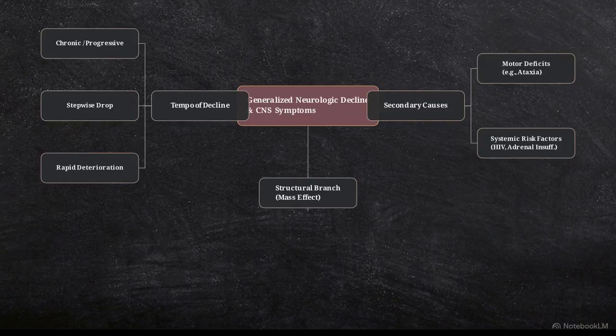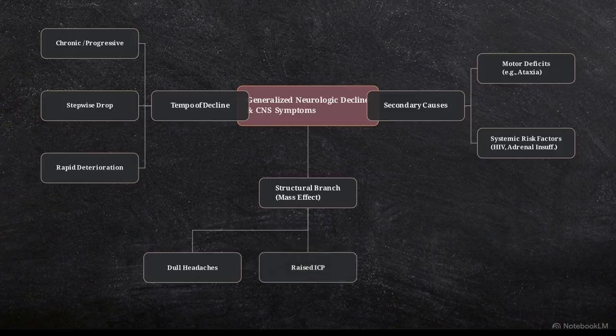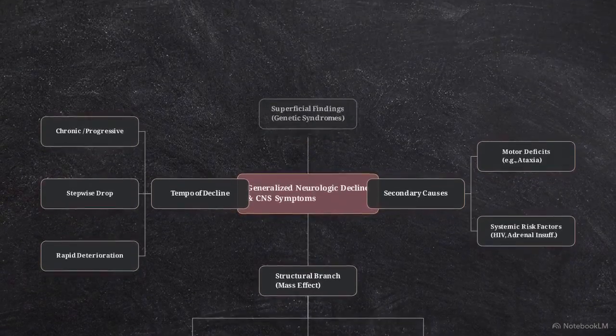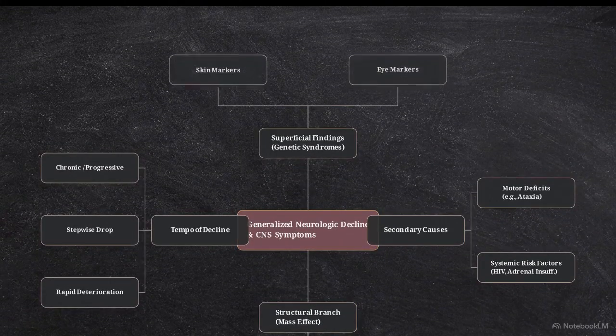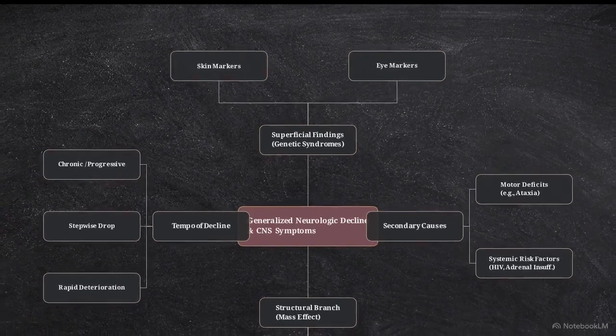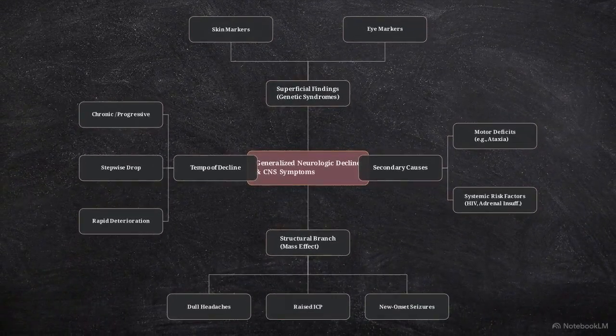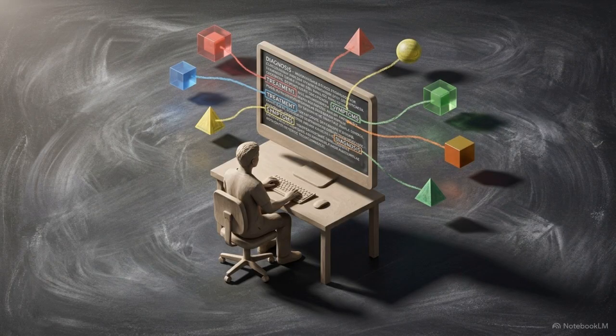Downward, we build the structural branch. This path captures the triad of mass effect: dull, poorly localized headaches, raised intracranial pressure, and new onset seizures. Finally, we add a branch for superficial findings, specific skin and eye markers that point directly to complex neurocutaneous genetic syndromes. This top-down clinical pattern recognition provides the structure required to navigate complex clinical vignettes under test day conditions.